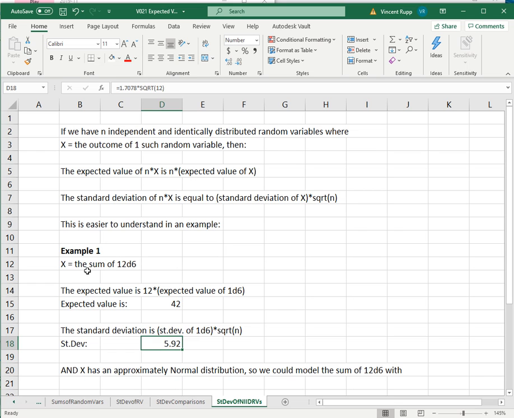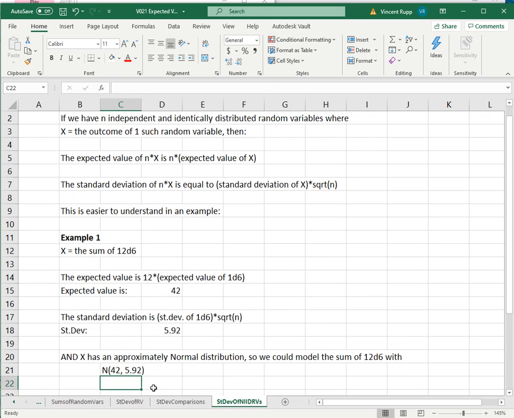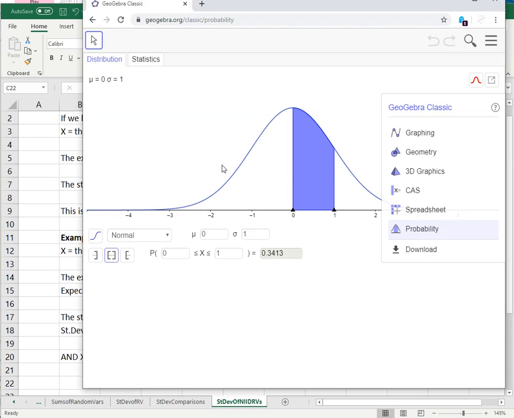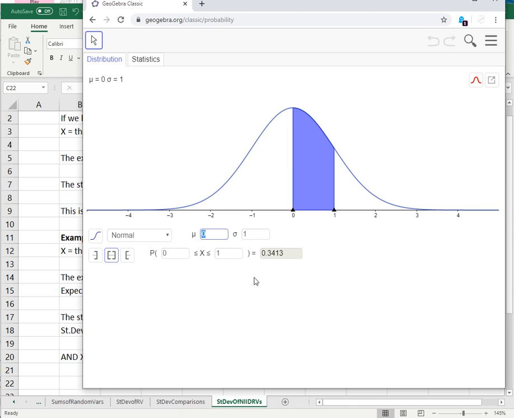The interesting thing, as we touched on before, is that 12d6 is going to be very close to a normal distribution. Not exactly, because the normal is continuous, meaning any decimal number is allowed. And here, if you roll 12d6, you can only get discrete values, whole numbers. But it's approximately normal, so we could model this with an approximately normal distribution with a mean of 42 and a standard deviation of 5.92. And you could even go into GeoGebra and put that in. Go to your normal model, put in a mean of 42 and a standard deviation of 5.92.